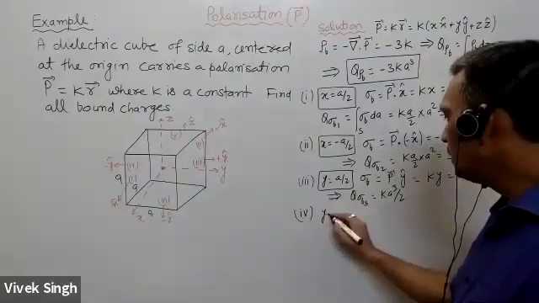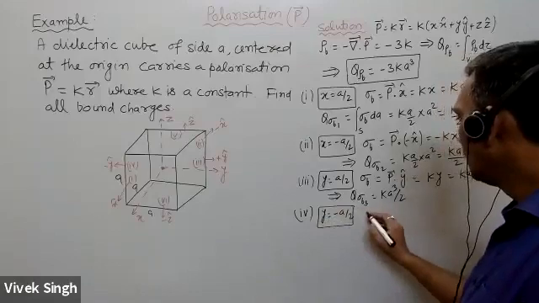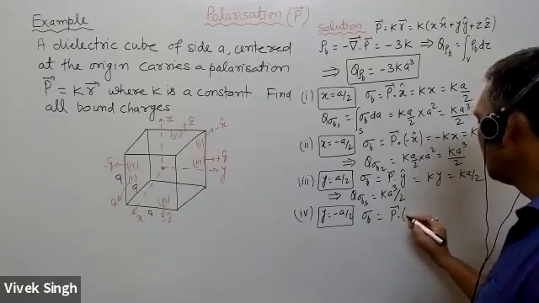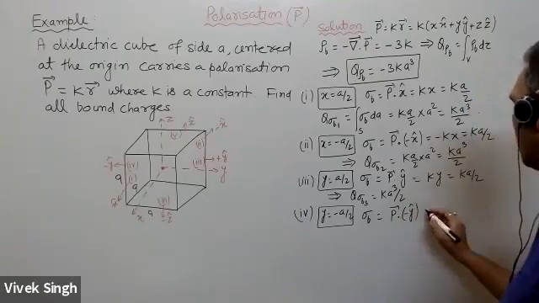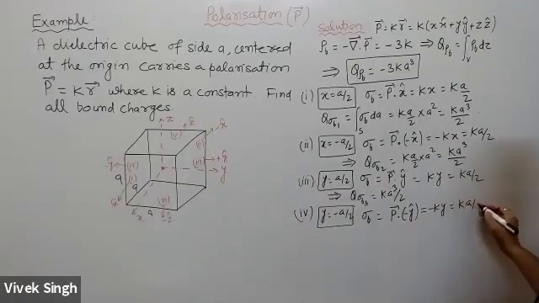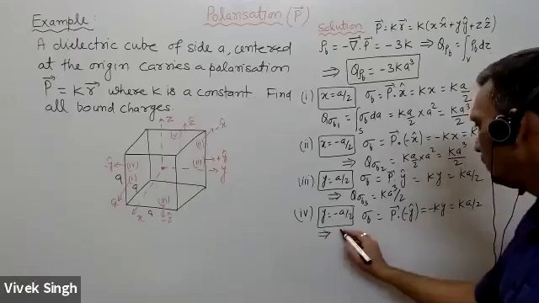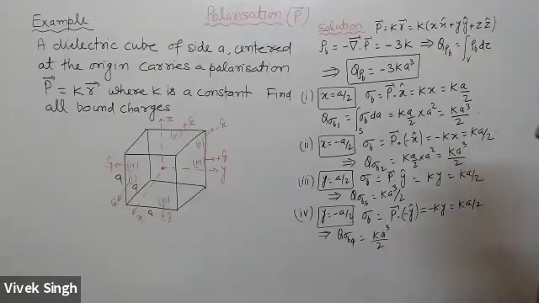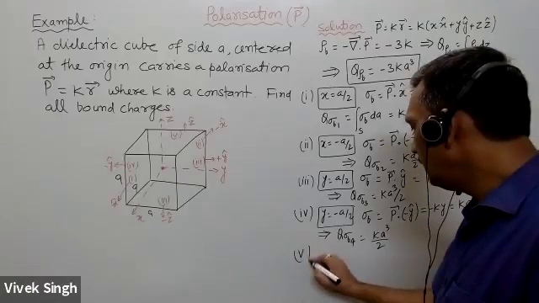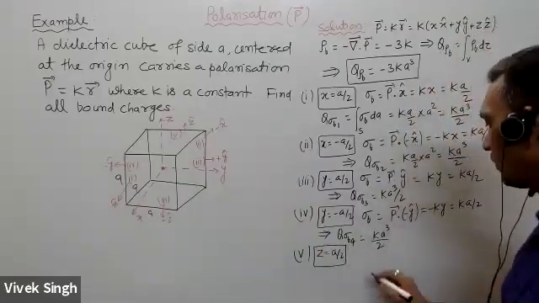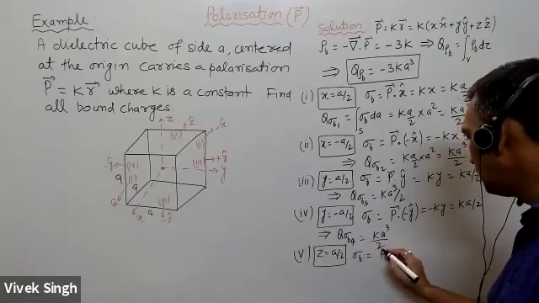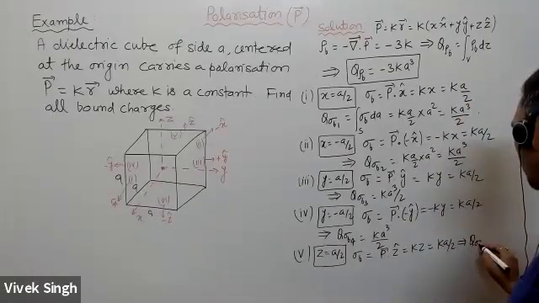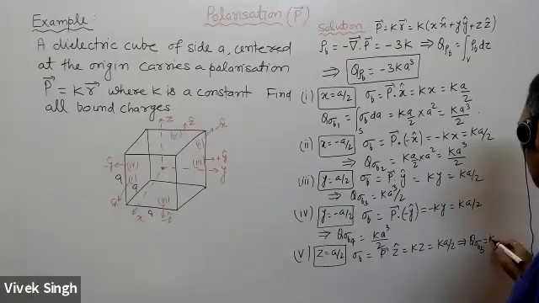On the fourth surface, y is -a/2. Sigma b is P dot minus y cap. This is minus ky and y is -a/2, so this is ka/2. So this will give you Q sigma b4 again ka³/2. Surface 5 is z = a/2. So sigma b is P dot z cap, so this will be kz. This is ka/2. This will give you Q sigma b5 as ka³/2.